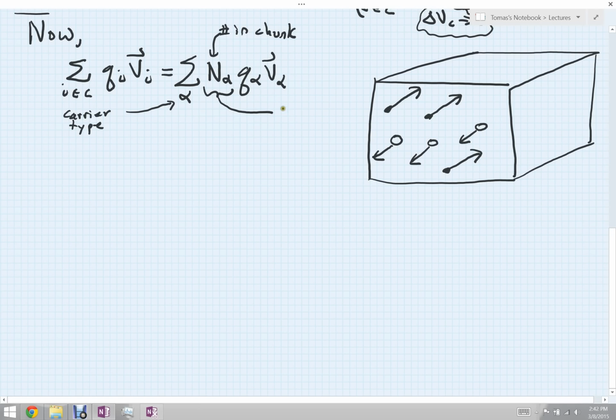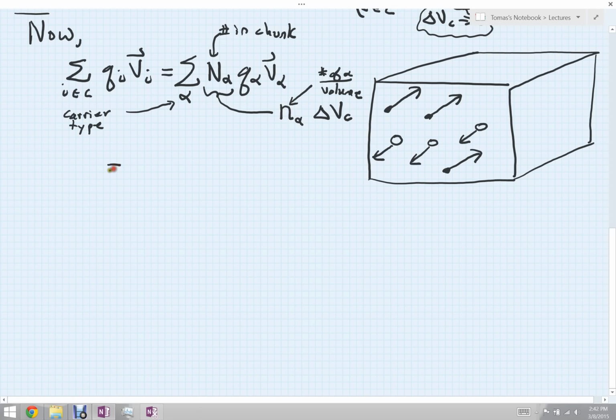That should be equal to the density of particles of type alpha, which I will call lowercase n sub alpha, times the volume of my chunk, right? That would be the total number, where little n sub alpha is the number of alpha per unit volume, like so. So let me now rearrange my sum using this new way of representing things.